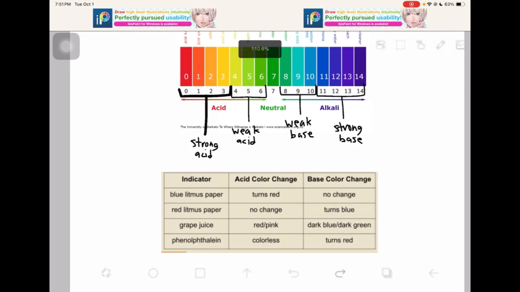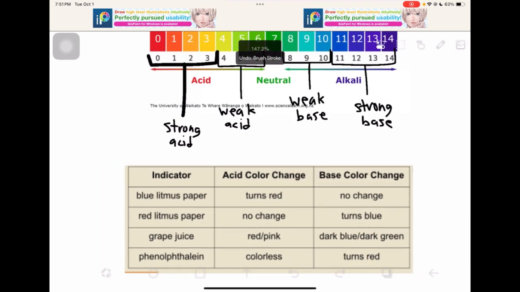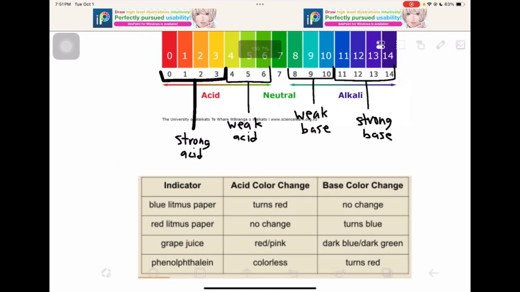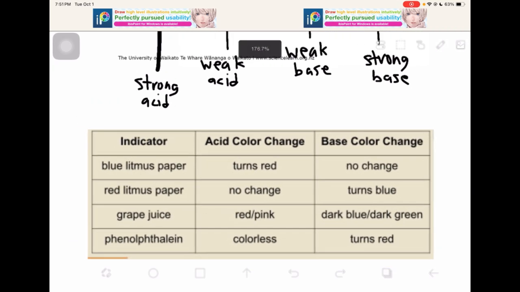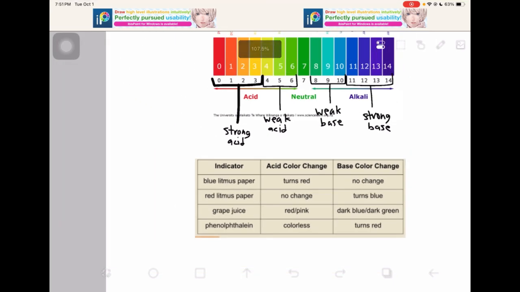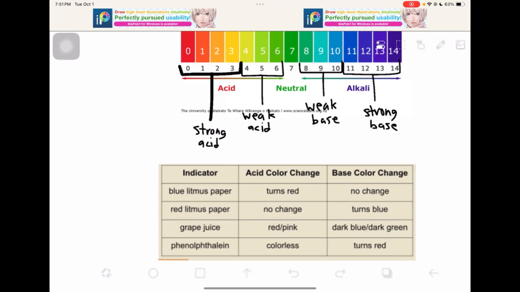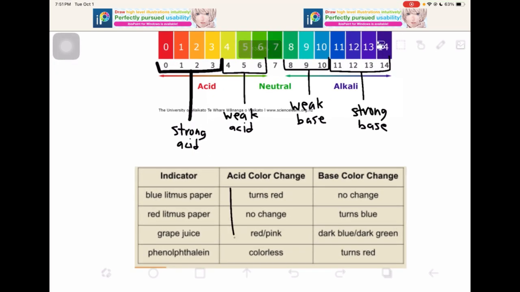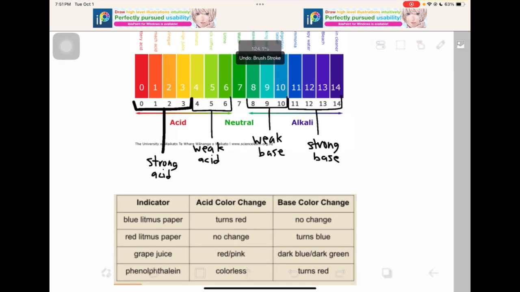However, I do notice a pattern here. For acids, just associate them with the color red, and it will turn anything other than the phenolphthalein to red. As you can see here, it turns the blue litmus paper red, and of course, since red litmus paper is already red, it would have no change. With the grape juice, it also turns red. So if you see these characteristics, red and colorless, it's most likely an acid, because you can just associate acid with these warm colors.